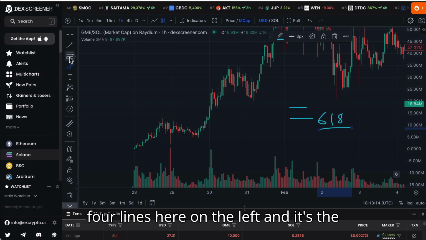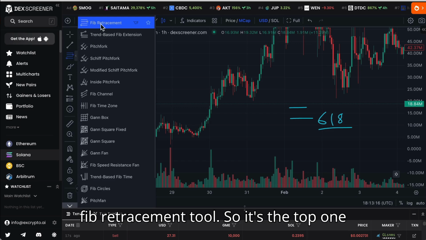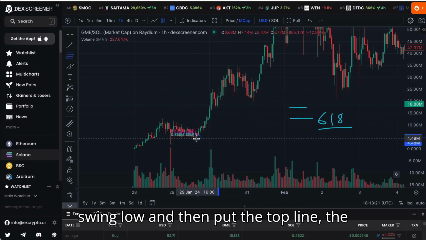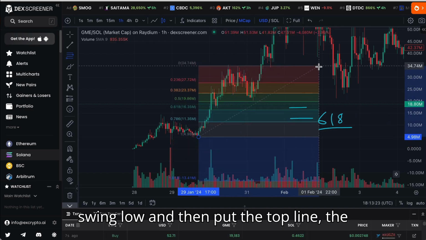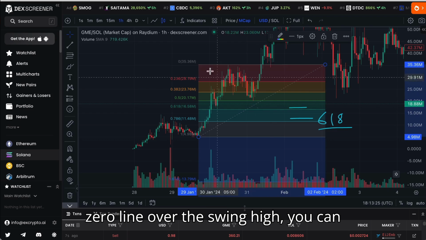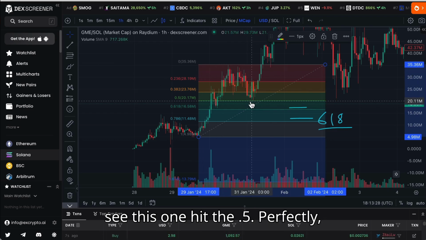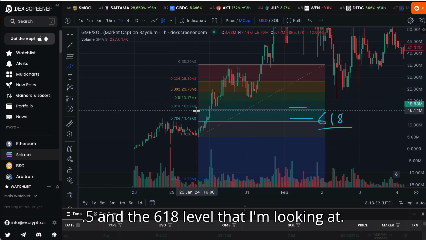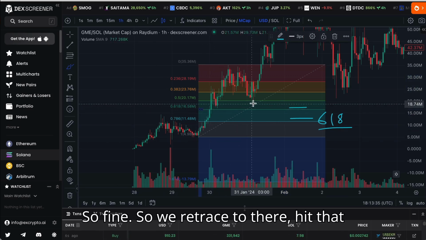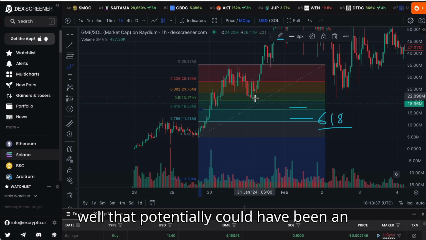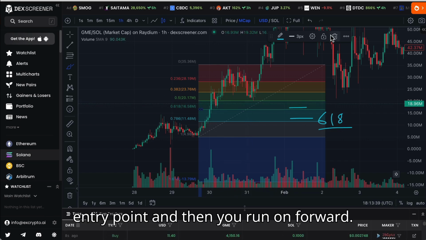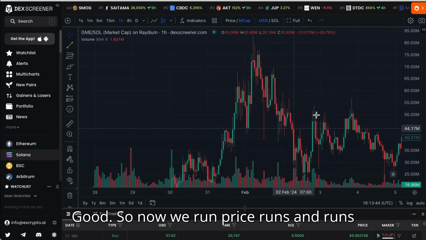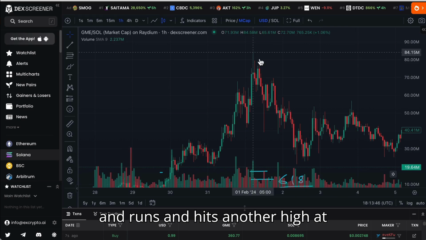So I'd click on these 4 lines here on the left, and it's the fib retracement tool, the top one anyway. Then you drag it from the swing low and put the top line, the 0 line, over the swing high. You can see this one hit the 0.5 perfectly, literally to the tick. So it's the 0.5 and the 618 level that I'm looking at. We retraced to there and hit that well. That potentially could have been an entry point, and then you run on forward. Good. So now price runs and runs and runs, and hits another high at 84.